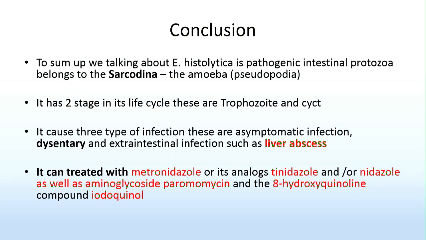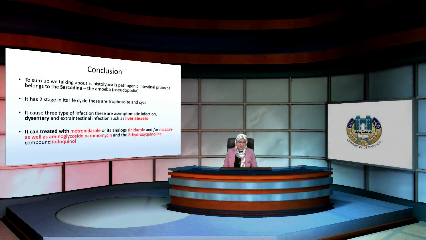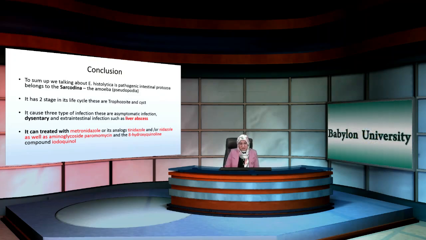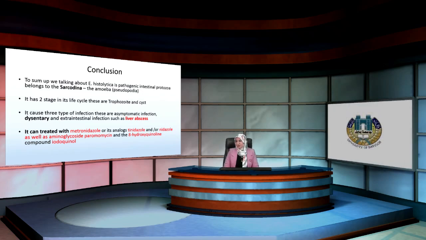Finally, the conclusion. To sum up, we're talking about Entamoeba histolytica, which is a pathogenic intestinal protozoan belonging to the Sarcodina, the amoebic pseudopodia. It has two stages in its life cycle: trophozoite and cyst. It causes 3 types of infection: asymptomatic infection, dysentery, and extraintestinal infections such as liver abscess. It can be treated with metronidazole or its analogs tinidazole and ornidazole, as well as aminoglycoside, paromomycin, and the 8-hydroxyquinoline compound, iodoquinol. Thank you for your listening.